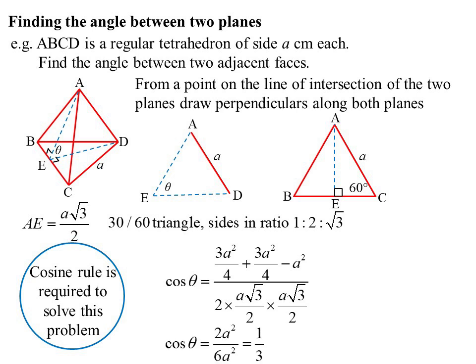All of that cancels down. Eventually I get the cosine of theta is 1/3. And so I know theta is 70 degrees 32.